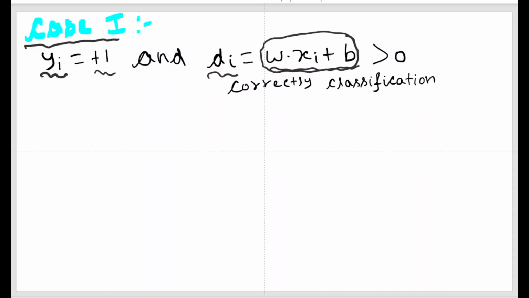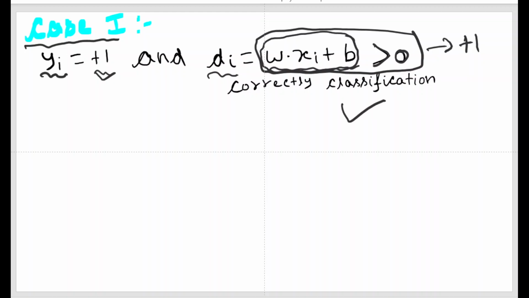And this is di, which is greater than 0. So in the first case, we have the scenario that yi is equal to 1 and di greater than 0. That means greater than 0 means plus 1, and we are correctly classifying the data. So here we are having correct classification of the data, since yi equals plus 1 and di is greater than 0, which means plus 1. So this is correctly classifying.